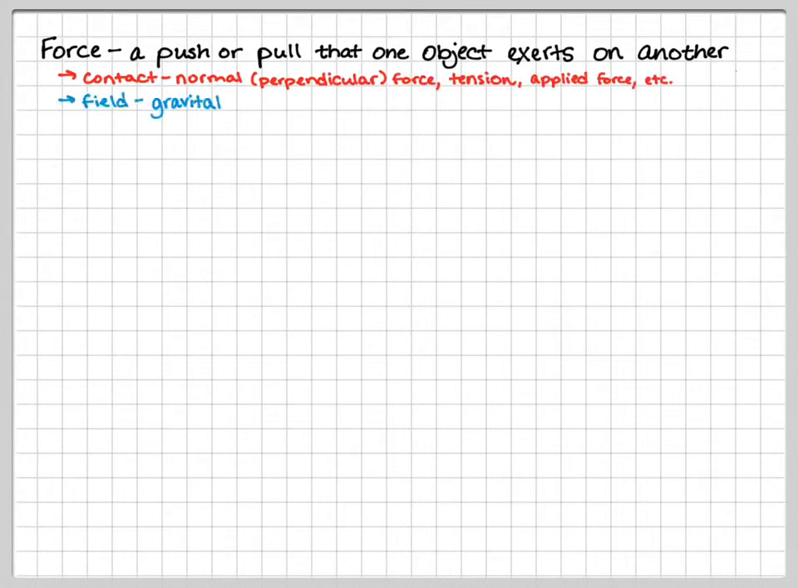The two broad categories of forces are contact forces, which are kind of your everyday forces, like a hand pushing on the table, a normal force from a table pushing on a book, a tension force from a string pulling on a wagon. Anything like that is going to be a contact force. The two objects have to be touching in order for those to happen.